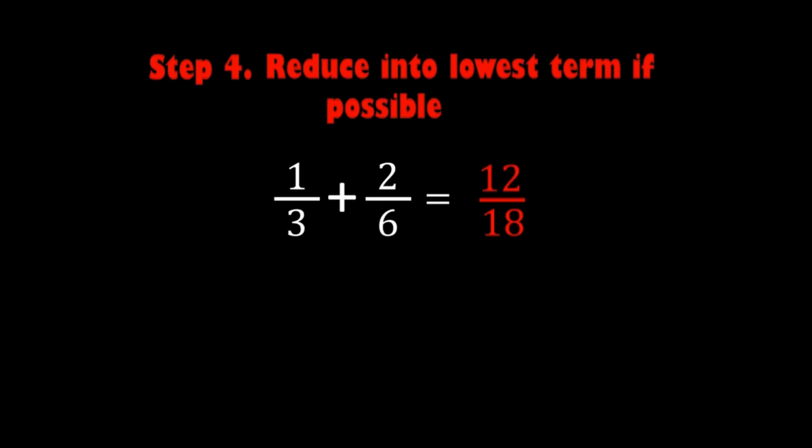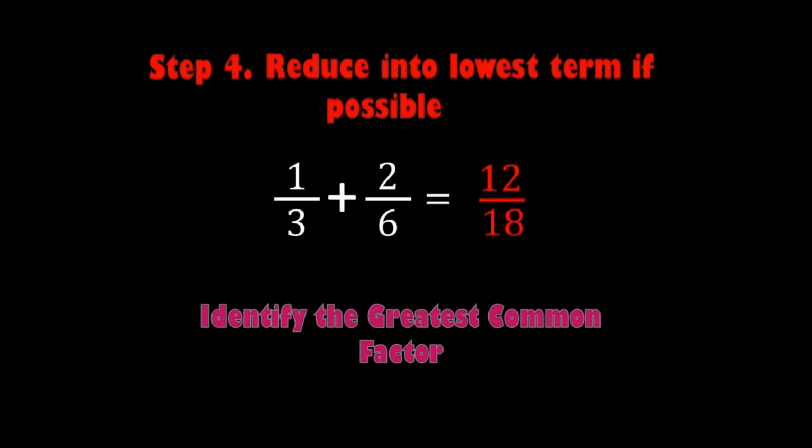In this case, 12/18, pwede natin siyang i-reduce since may common factor ang 12 and 18. So, we are going to identify the greatest common factor of 12 and 18, which is 6. So, 12 divided by 6 is equal to 2, and 18 divided by 6 is equal to 3. So, our final answer is 2/3. Napakasimple. Ganun lang kadali ang pag-a-add ng dissimilar fractions.